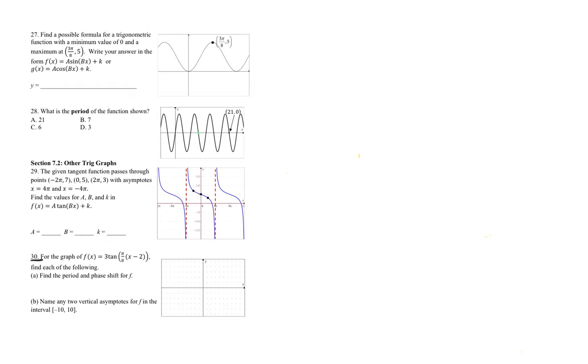Okay, for this problem, we're told that for the graph of f of x equals 3 tangent of pi over 8 times x minus 2, find each of the following. So first, let's just write out what our equation for tangent is with transformations. So we have f of x equals a tangent of b times x minus h plus k.